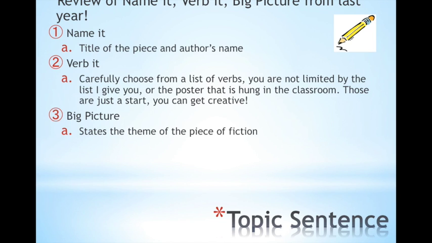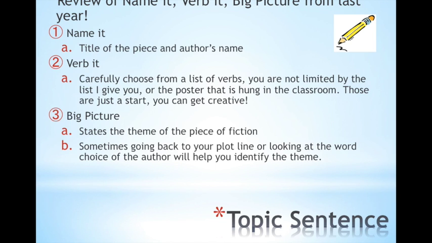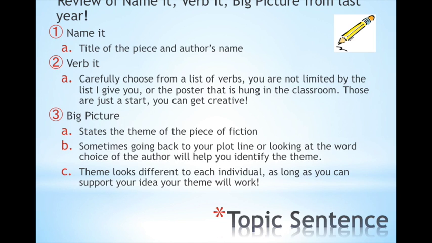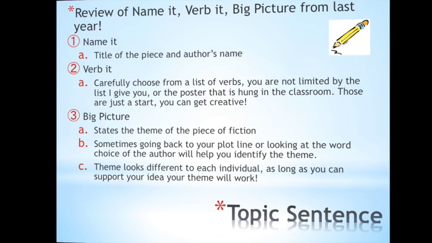The big picture is where you state the theme in a piece of fiction. And it's sometimes going back to your plot line and looking at the word choice the author uses will help you identify the theme. Sometimes it's hard to do the big picture section, and it helps to do some of your brainstorming and processing first and then come back to this particular part. Theme looks different to each individual, so as long as you have some support on your theme, the textual evidence, the different quotes and things from the article or the text, then your theme will work. You just have to support your ideas.